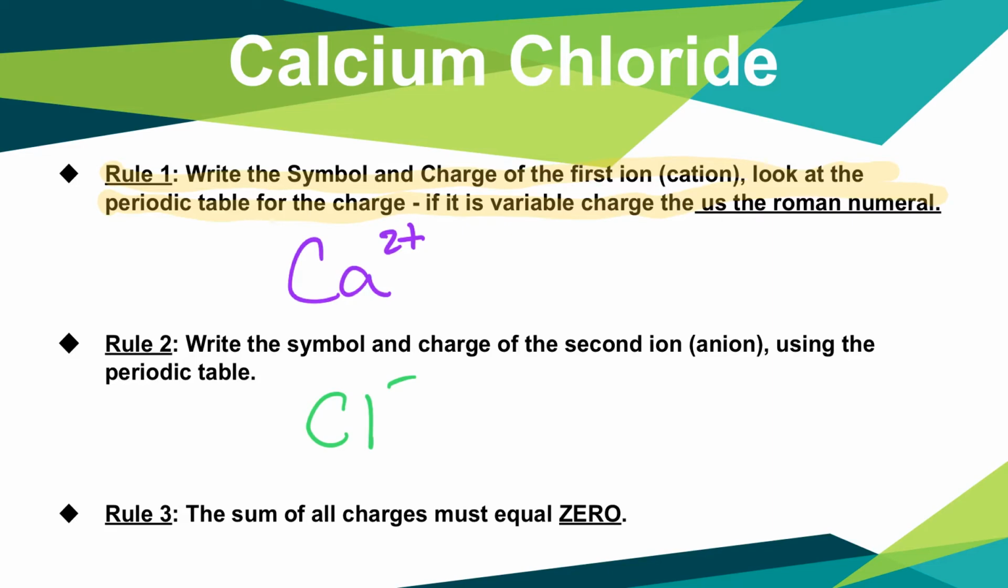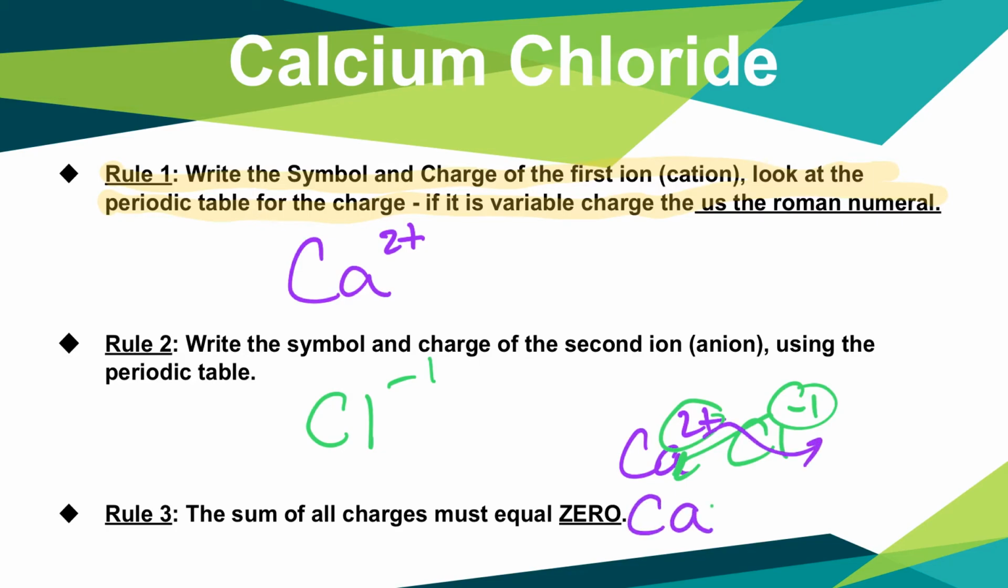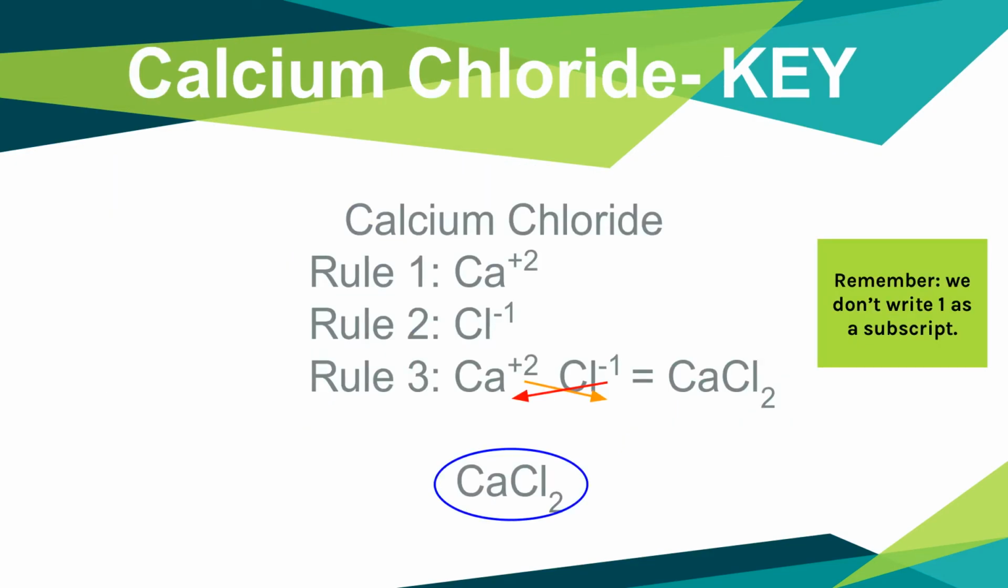Rule 3, the sum of all charges must equal 0. We'll do the sum of the charges on these, 2 plus and then minus 1. No, they don't equal 0. So we're going to crisscross applesauce. We write Ca2+, Cl minus 1, crisscross them, and we're left with Ca, and since we don't need to write the 1 because it's implied, Cl2. So that 2 down here came from the calcium ion charge.